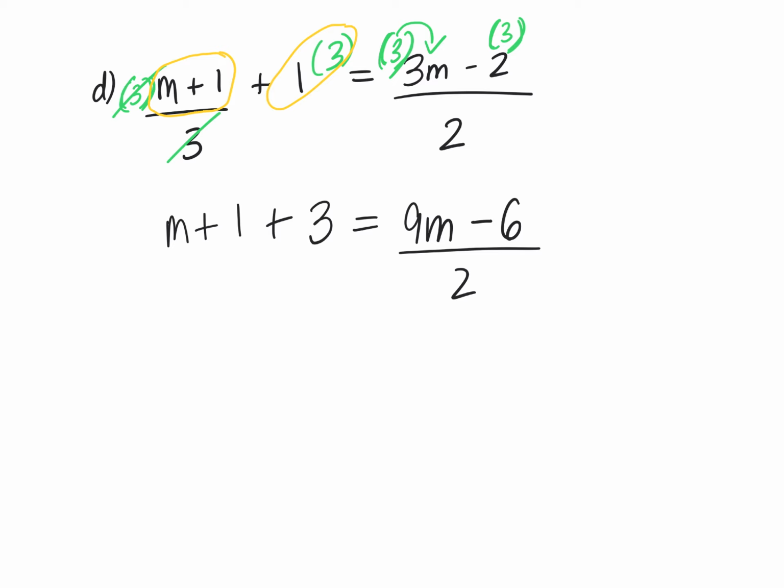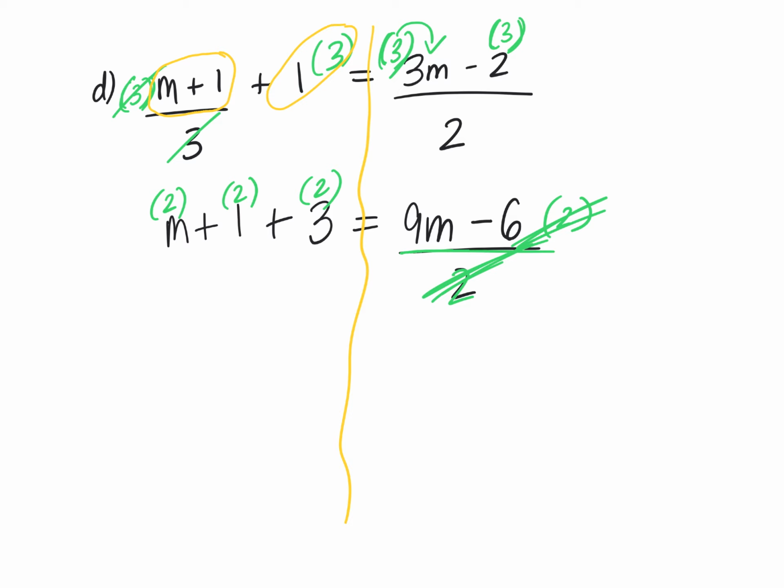Okay, I still have a fraction. I have 9m minus 6 divided by 2. How do I get rid of that fraction on the right side of the equation? What's the opposite of divided by 2? I multiply that by 2 and I'm getting rid of that. I'm trying to get rid of the fraction, so what do I have to do to the left side? Multiply everything by 2. 2 times m is 2m plus, what's 2 times 1? Plus 2 times 3 equals, what do I have on the right side? Just the 9m minus 6. I got rid of the fraction.